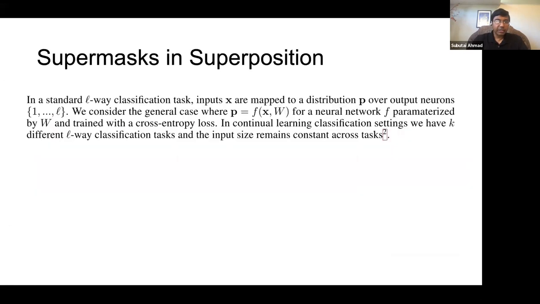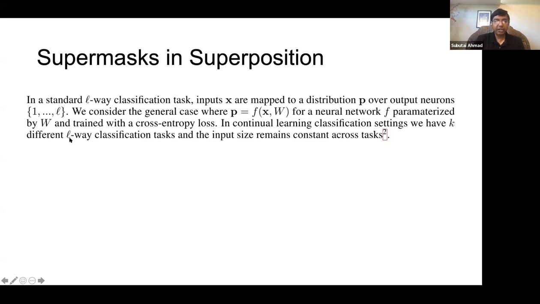All right, then there was this other paper that just came out, I think just a month or two ago, the supermasks and superposition. This is slightly different. There's no meta learning here. In fact, the learning is super simple. And so here, you have a standard case where you're outputting probability over all the classes, given a set of weights and an input. So this is the output of your neural network, and it's trained by cross entropy loss. So this is just the standard setup.